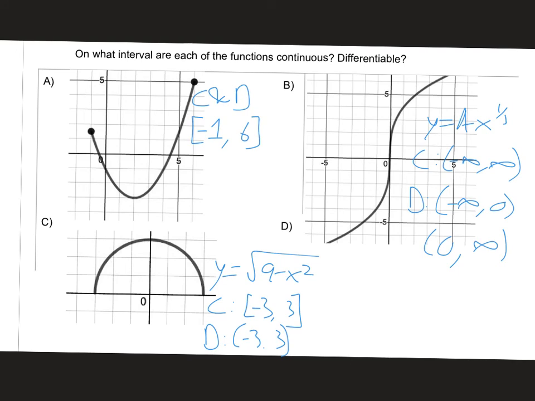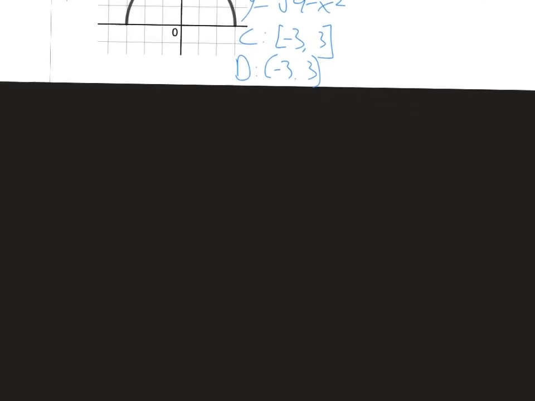Okay, so we talked a lot about what is differentiable. We talked earlier in the chapter about what is continuous, but as we summarize what we see here, there's a couple things that we're looking at that make something not differentiable. So let's go ahead and write those things down. There's 3.